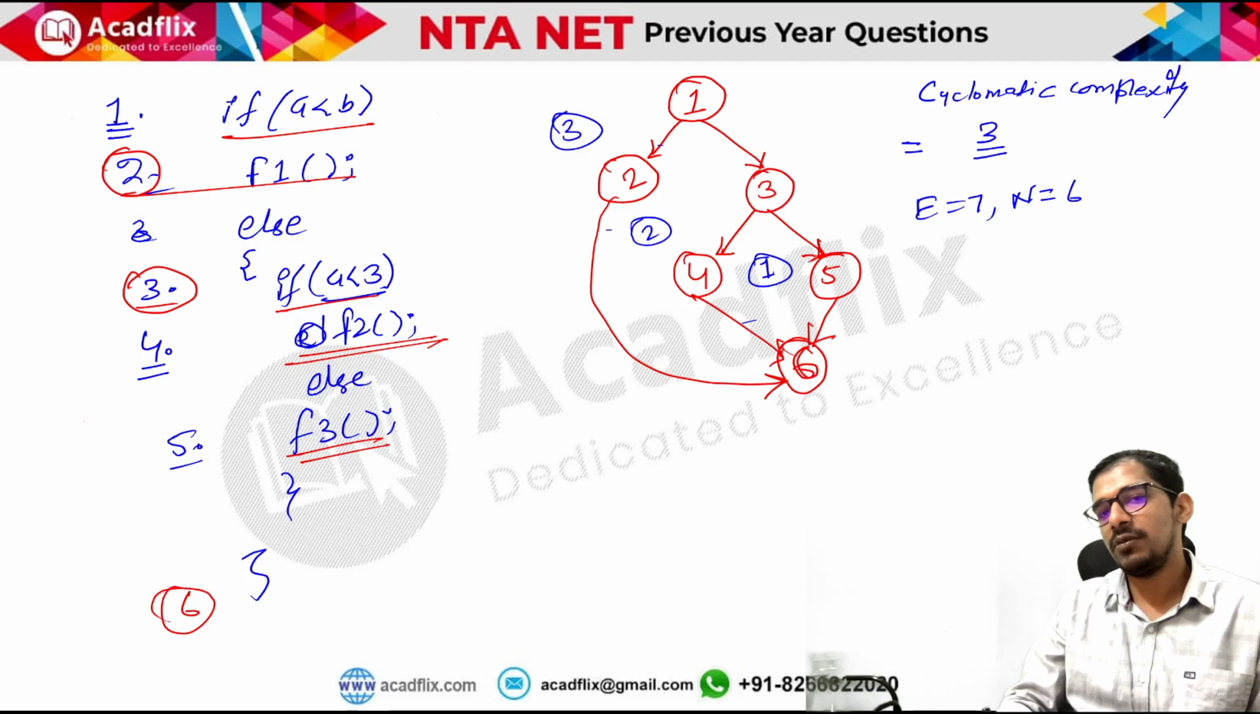So you can apply your formula, that is e minus n plus 2, that is 7 minus 6 plus 2, then also you will get 3.